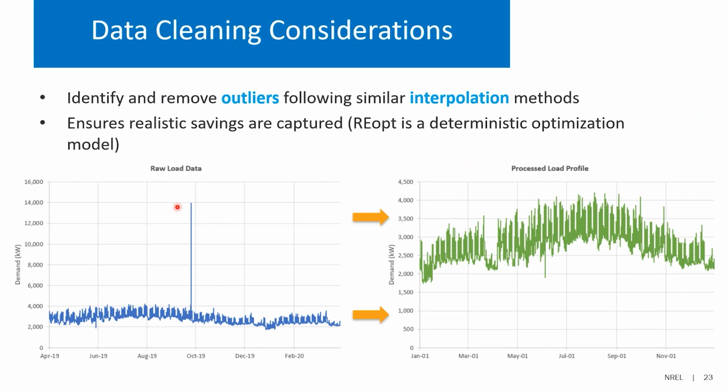We don't want to be building a large system to remove this one spike in hopes of saving a ton in demand charges or something. Since REopt is a deterministic model, it is able to see these types of spikes. And it is also one of our considerations, even when the spikes are less extreme, just to be able to capture realistic savings.